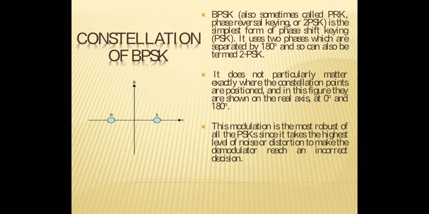This is the constellation diagram. BPSK, also called PRK or 2PSK, is the simplest form we have seen. It uses two phases which are separated by 180 degrees. So on the axis you can see that we have only two possible phase shifts present, 0 or 1, which are separated by 180 degrees. It does not particularly matter exactly where the constellation points are positioned, but here we have shown them on the axis at 0 degrees and 180 degrees.